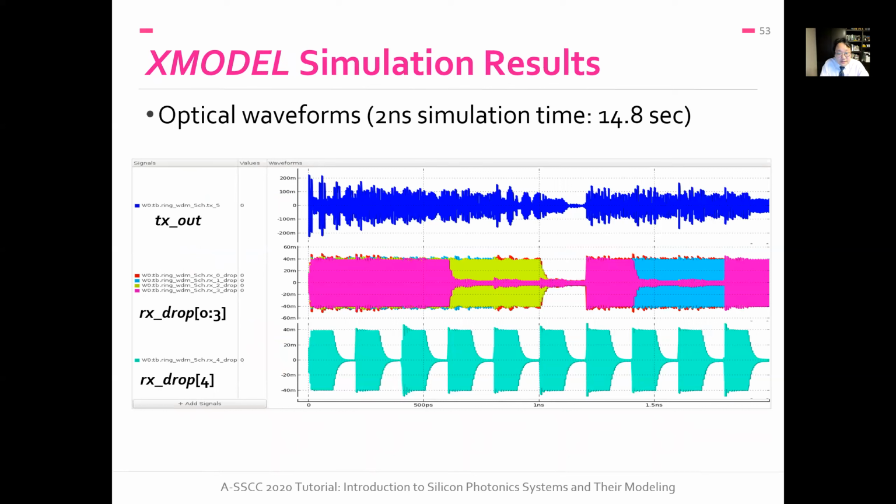You can simulate this in XMODEL, and this is a simulated waveform. For a 2 nanosecond simulation, it takes about 15 seconds, still very fast. This is the final transmit output that has the information of all the 5 channels. Of course, it's not easy to tell which one's which, but these are the individual optical signals that are selected by the ring filter.